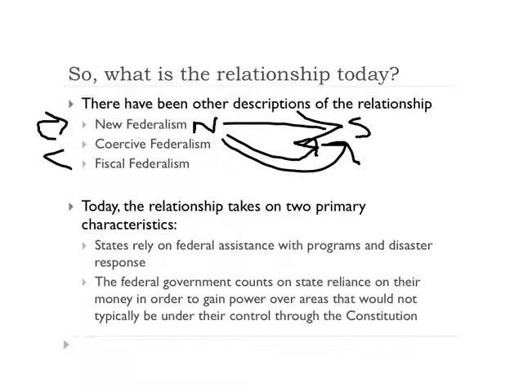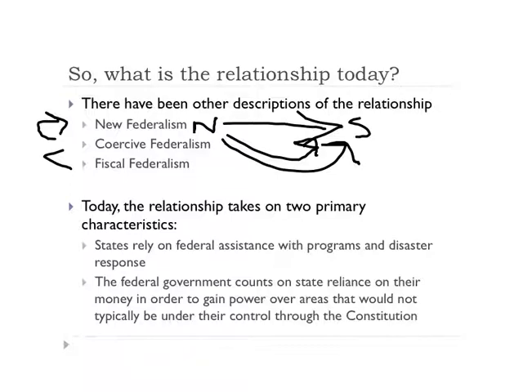Additionally, disaster response. Think about things like 9/11, things like Katrina, tornadoes that have hit in Birmingham, or the recent ice storms. States have begun to rely on the larger resources and capability of the national government to help them pay for the cleanup in these devastating events. And that shift occurred under cooperative federalism.